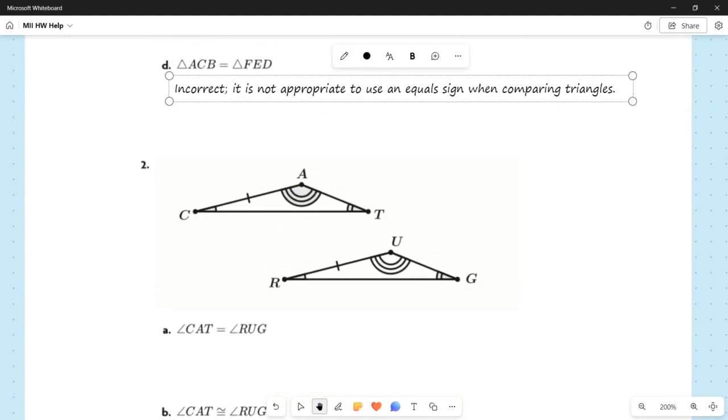All right. Last thing with part D, if this was talking about some measurement of the triangle, for example the perimeter of the triangles, then that might be true. Again, we would have to know the side lengths, but if all the side lengths were the same, then if we wanted to say that the perimeter of triangle ACB equals the perimeter of triangle FED, that's fine. Or area, that would also work. But the reason is because those are numbers, those are measurements, they're not figures.